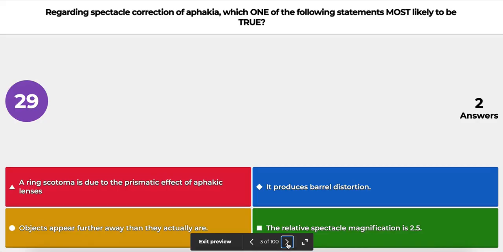And starting with the first question, regarding spectacle correction of aphakia, which one of the following statements is most likely to be true? A ring scotoma is due to prismatic effect of the aphakic lenses, or it produces barrel distortion, or objects appear further away than they really are, or the relative spectacle magnification is 2.5. So what will be your right answer?